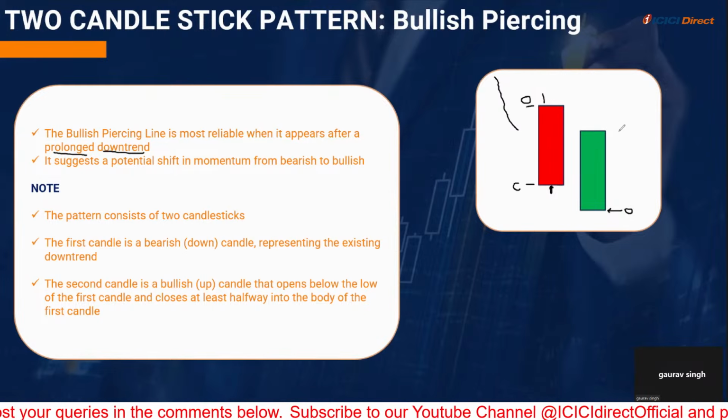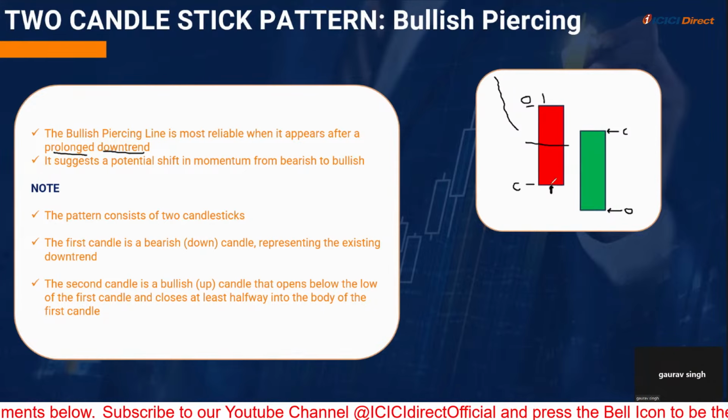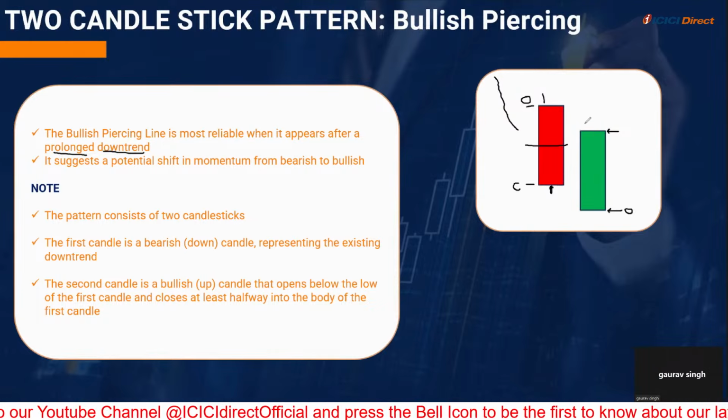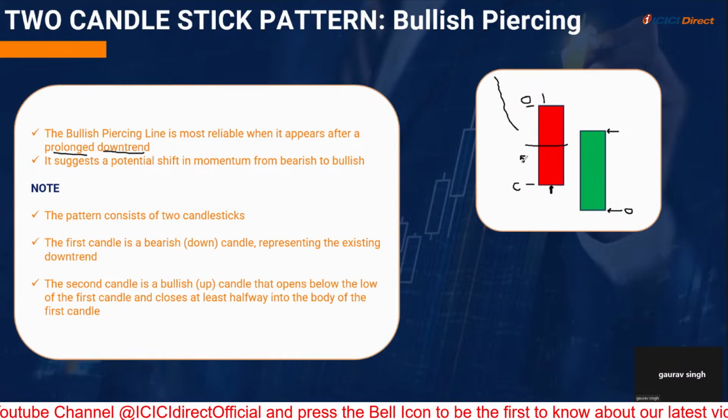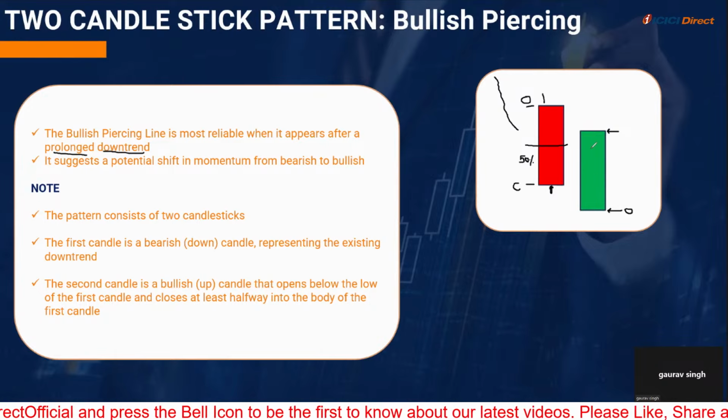When it closes, at 3:30, it should at least cover 50% of the body of the previous red candle. Suppose this is the body. This would be the midpoint of that body, the 50%. This green candle should close above 50% of the body of the previous candle. मतलब जो करंट हरा कैंडल है, जो ग्रीन कैंडल है, वो पिछले रेड कैंडल के 50% लेंथ के ऊपर क्लोज होना चाहिए. Are you able to get this thing?